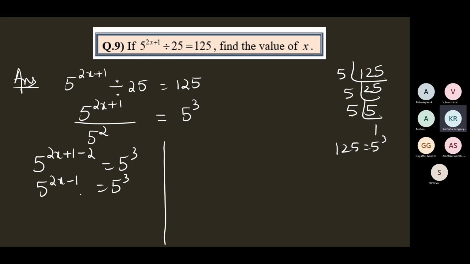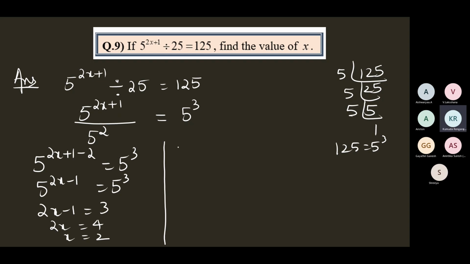Now you see that the LHS and RHS are completely simplified. At this point, bases are same on both the sides, so equating the powers. 2x minus 1 is equal to 3. Ignore the base 5 on both the sides. So now 2x is equal to 3 plus 1, 4. x is equal to 4 by 2, which is 2.